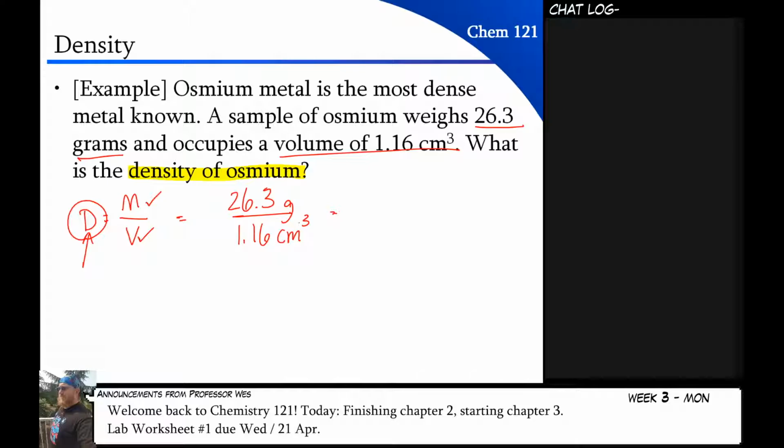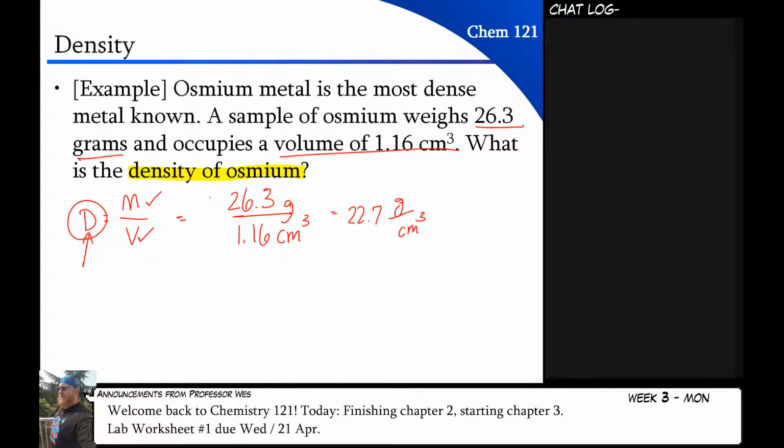Now, unlike with dimensional analysis, these units don't cancel out, so the units stick around. And then we just punch the remaining numbers in the calculator, which I had to retrieve. 26.3 divided by 1.16, and I get 22.672, so I got to round that up to 22.7 grams per cubic centimeter.